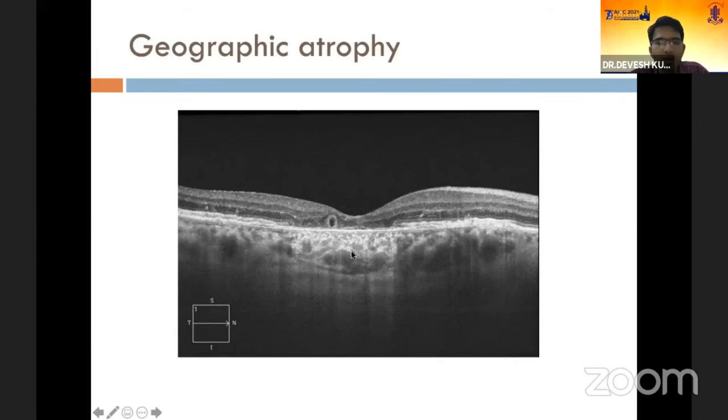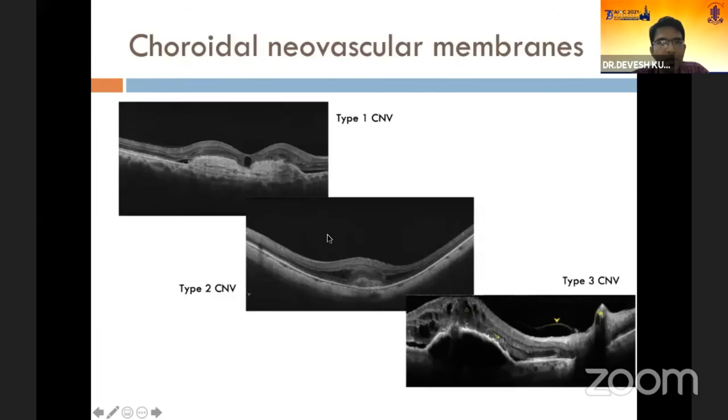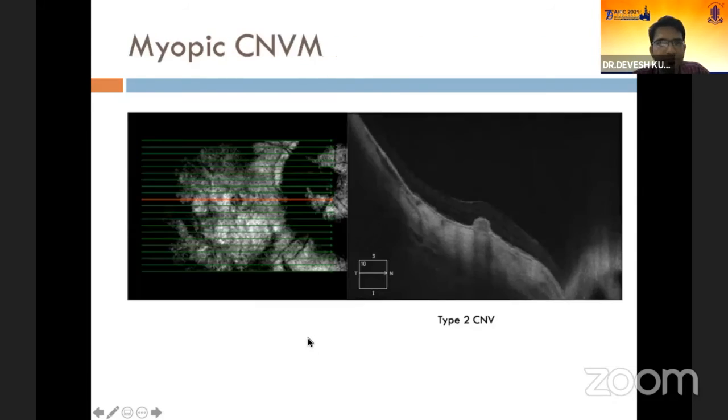Geographic atrophy will have an atrophy of the outer retinal bands: the external limiting membrane, the ellipsoid zone and interdigitation zone, and the RPE, and sometimes outer retinal tubulations can be seen at the border. Choroidal neovascular membrane can be characterized on the basis of OCT findings into type 1, type 2, and type 3. Type 1 occurs beneath the RPE, type 2 above the RPE, and type 3 is intraretinal.